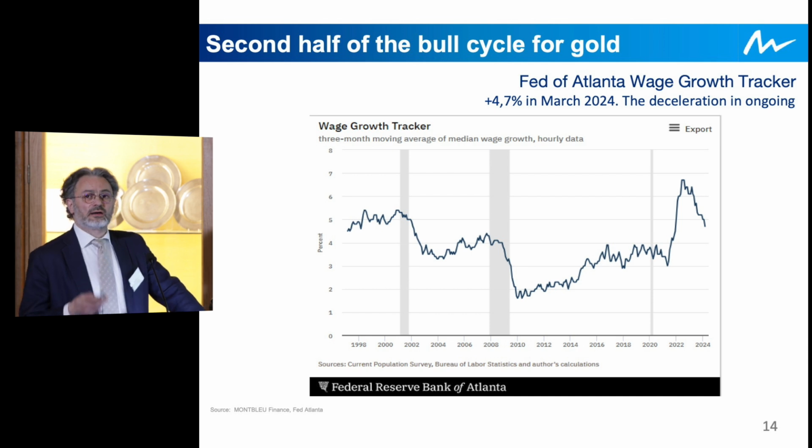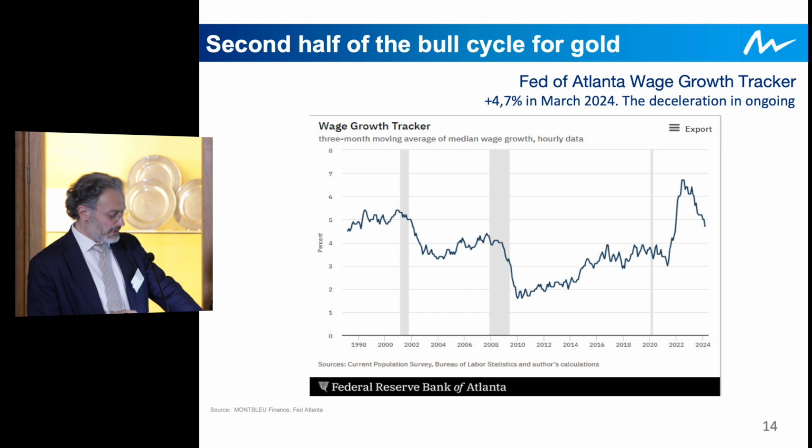And wages, which were a main component of the inflation numbers, are still close to 5%, but kept going down. So just remember that the trend of wage inflation is slowing down. We are still at 4.7%. That's still very high, but it's going down, and this is what we want to see, and this is what the authorities want to see.